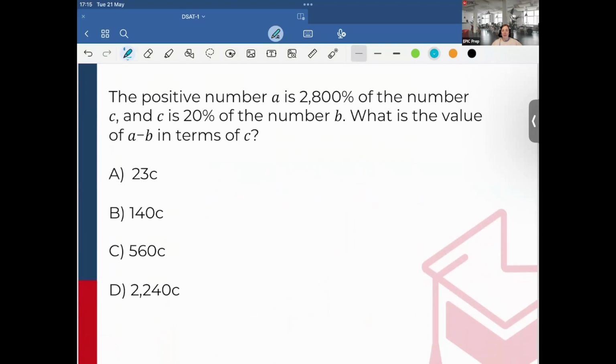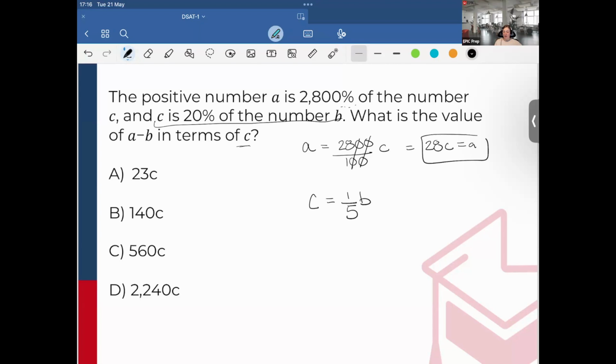Okay, so this one: the positive number A is 2,800% of the number C. To put that into proper terms, we can always write percents over 100. So this would be 2800 over 100, which is 28, times the number C. So A is equal to 28C. Amazing, right? And then C is 20% of the number B. 20% is the same as 1/5 of B.